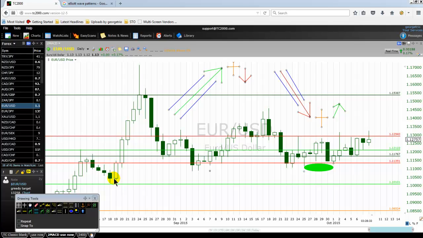So here we are on a daily chart of the Euro-Dollar currency pair, and a typical bearish reversal pattern is this one here. You see this doji. This is a doji candlestick bar. If you want to know more about candlestick patterns, go to Google and put in candlestick pattern. You'll see somebody called Mr. Steve Nison. Also on YouTube, search candlestick pattern.